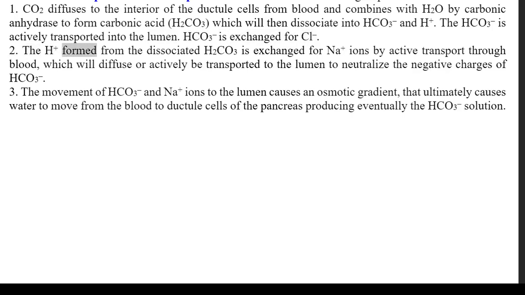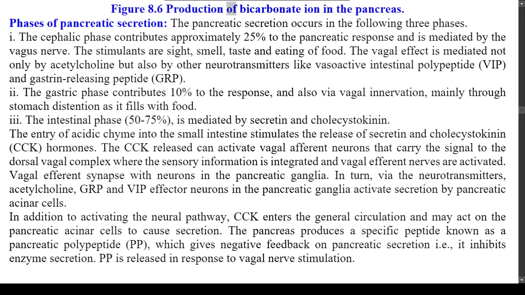2. The H+ formed from the dissociated H2CO3 is exchanged for Na+ ions by active transport through blood, which will diffuse or be actively transported to the lumen to neutralize the negative charges of HCO3. 3. The movement of HCO3 and Na+ ions to the lumen causes an osmotic gradient that ultimately causes water to move from the blood to the ductal cells of the pancreas, producing eventually the HCO3 solution. Figure 8.6: Production of bicarbonate ion in the pancreas.